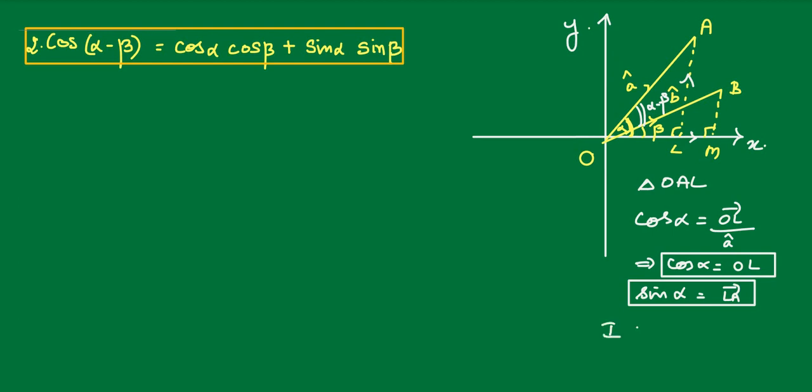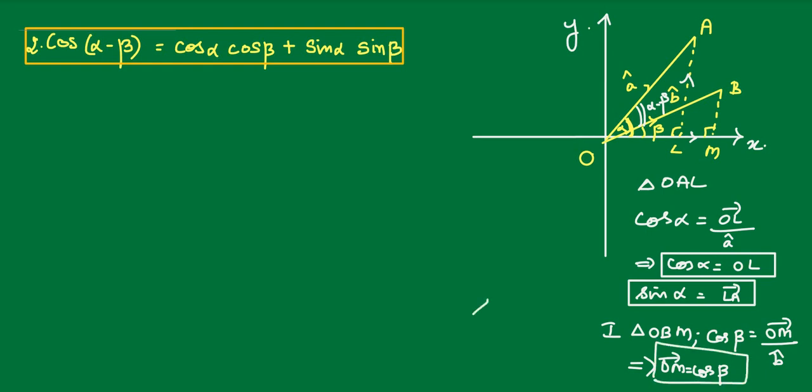Taking the other triangle, triangle OBM, we get cos of beta is equal to the adjacent side OM vector divided by OB vector. OB vector is equal to B cap, which gives us OM vector is equal to cos beta. Therefore, sin beta is equal to the opposite side, that is MB vector, divided by the hypotenuse OB vector. Modulus of B cap is 1, so we get sin beta is equal to MB vector. All these values we have seen in the previous problem itself.